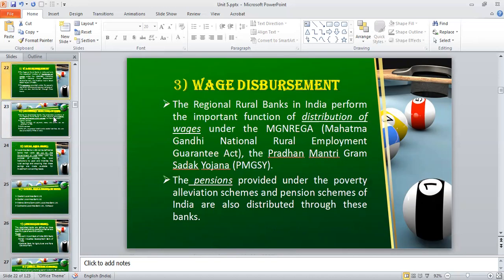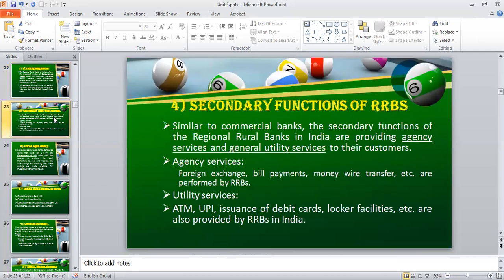So wage disbursement in the sense sometimes they are distributing the wages. See, for example, if you see these MGNREGA, that is Mahatma Gandhi National Rural Employment Guarantee Act, or any pension schemes that are available, here the wages are distributed with the help of these banks only. And apart from these three functions, the main function is secondary functions of RRB.